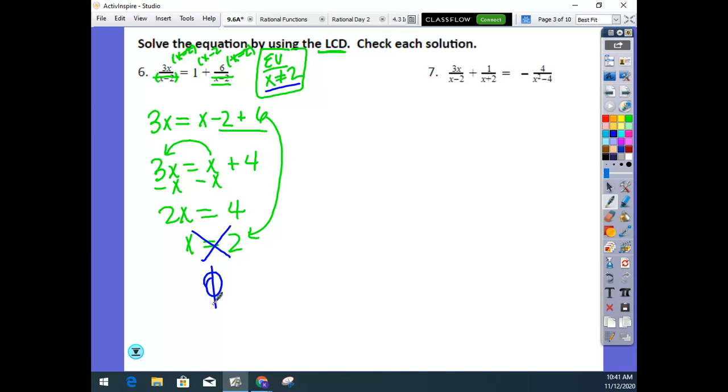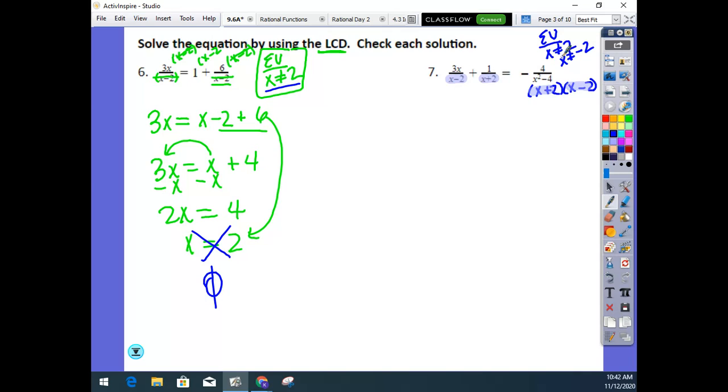All right, number 7. First, I'm going to factor x plus 2, x minus 2. And I need to list my excluded values. So just think about it. Let's look at each denominator. What would make the first denominator equal 0? Positive 2, so that means that x cannot equal positive 2. What would cause us to have 0 in this denominator? Negative 2. So I need to list those two values, and these are just the same. So these are the two answers we can't use.